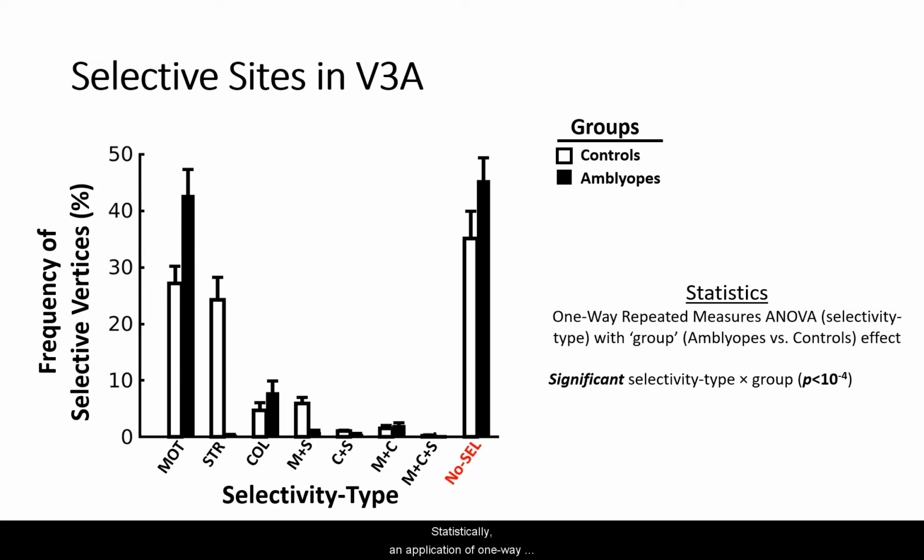Statistically, an application of one-way repeated measures ANOVA to the measured frequency of vertices with a group effect yielded a significant interaction between the effects of selectivity type and group.